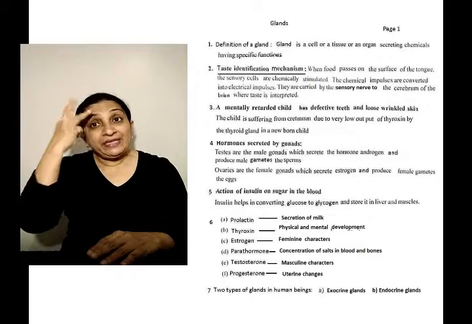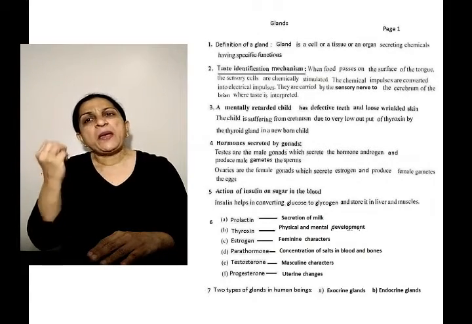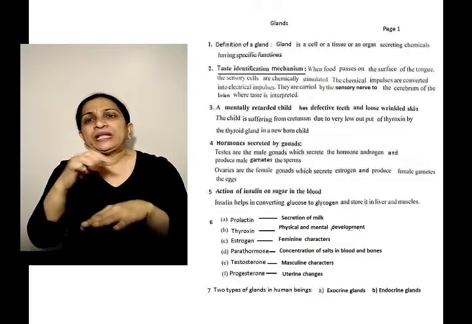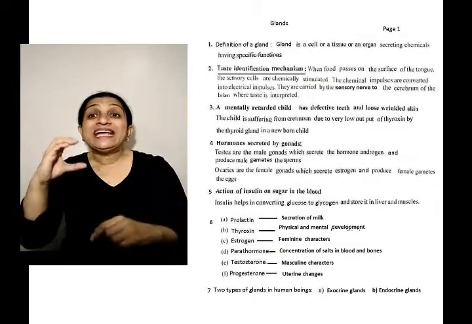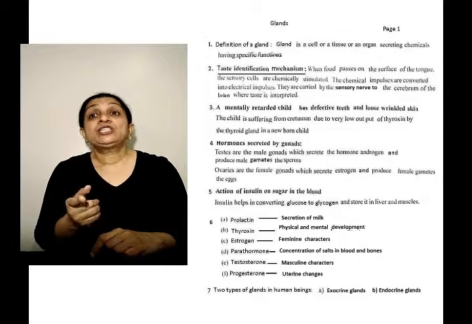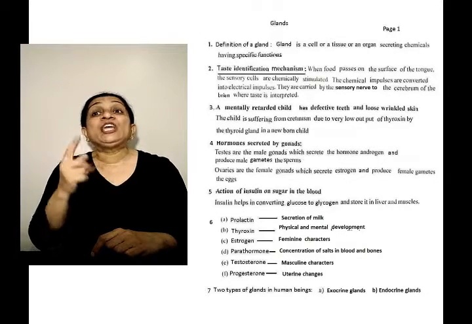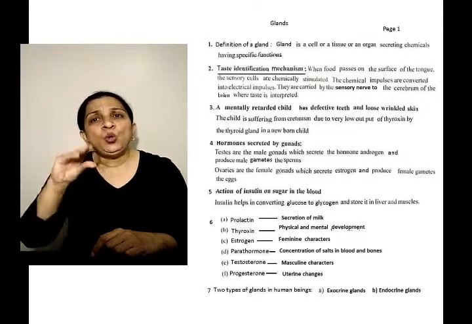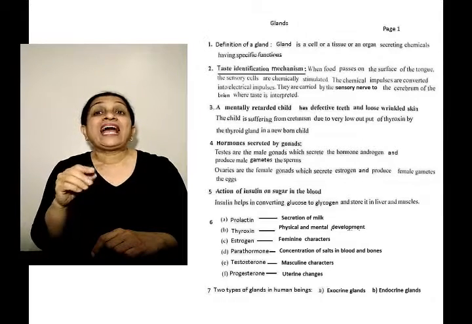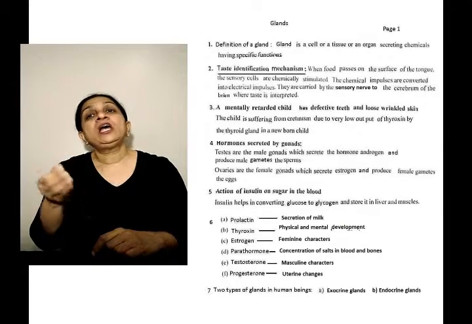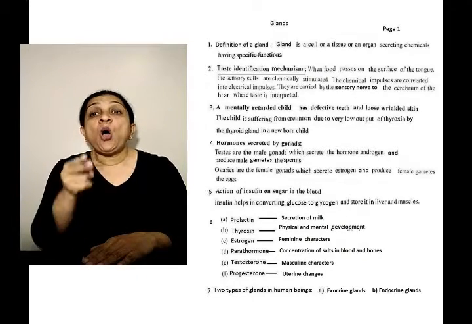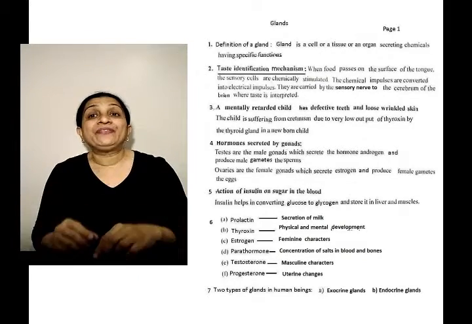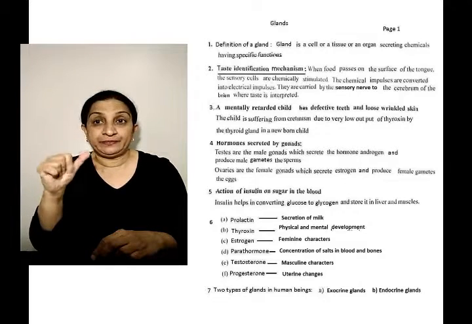Third, a mentally retarded child has bad teeth and wrinkled skin. That is because the child is suffering from cretinism, which is caused by low thyroxine in the thyroid gland of the newborn child.